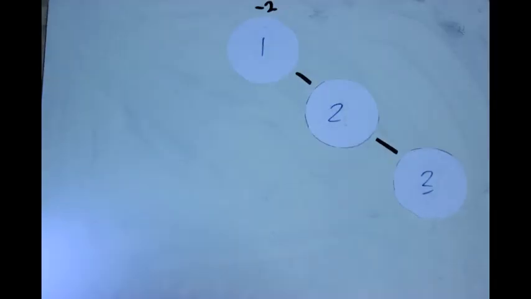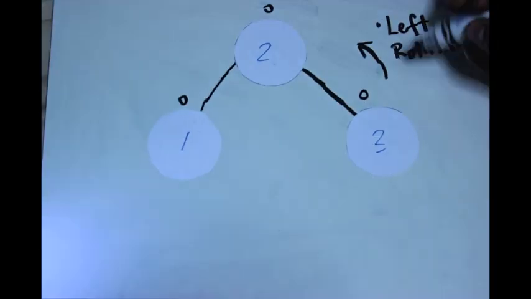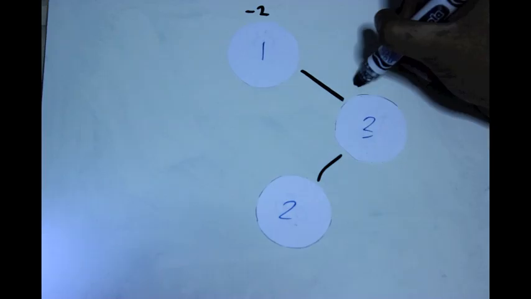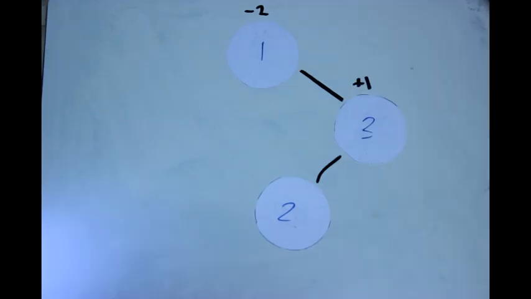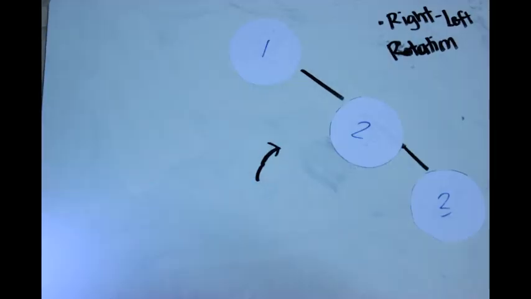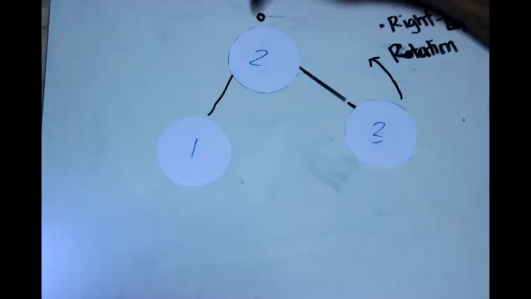Now, if the balance factor of a node is negative 2, that means that the right subtree is greater than the left subtree. Now check the balance factor of the right child. If the balance factor is equal to negative 1, perform a left rotation. But if the balance factor of a child is equal to positive 1, perform a right-left rotation. Again, a right-left rotation is a right rotation followed by a left rotation.